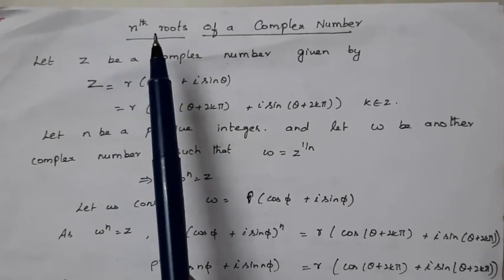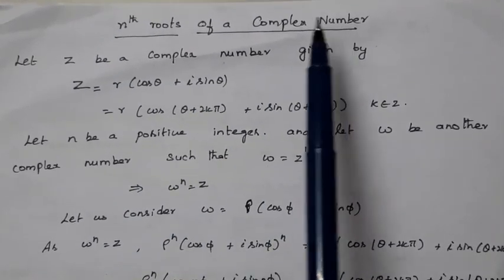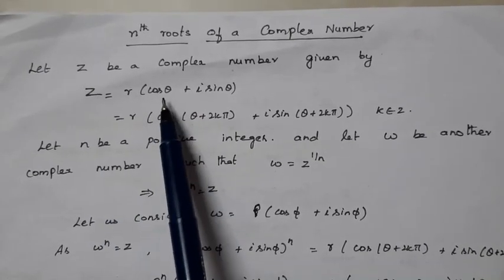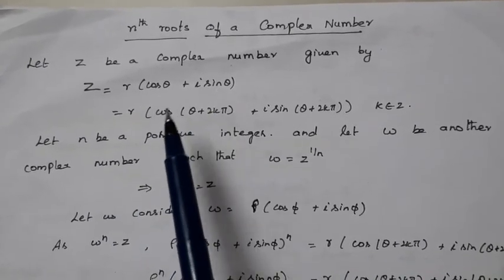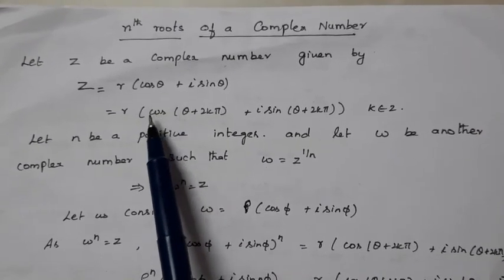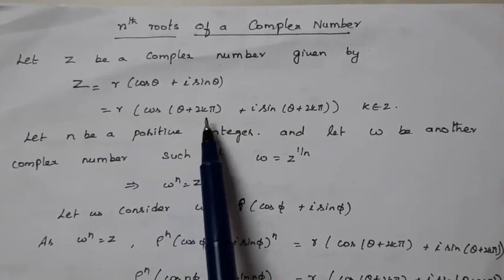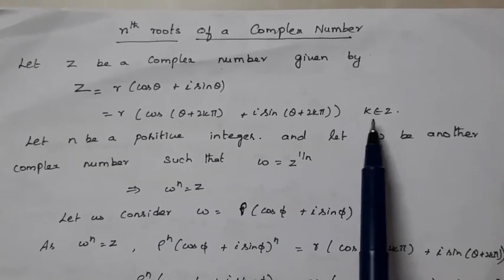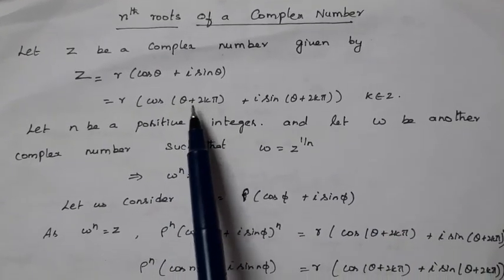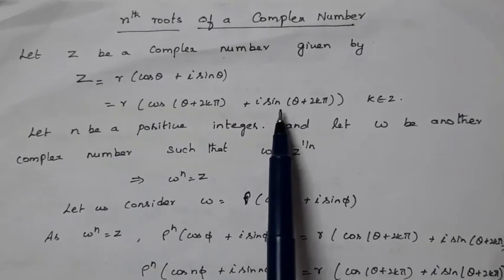Using De Moivre's theorem, we are going to see how to get the nth roots of a complex number. Now let us take a complex number z as r into (cos theta + i sin theta). So the general form is by adding 2k pi to the argument theta, you will get the general form of the complex number, that is r into (cos(theta + 2k pi) + i sin(theta + 2k pi)), where k is an integer. This theta is the principal argument and this 2k pi is an integral multiple. So we have to take r as z in the general form.